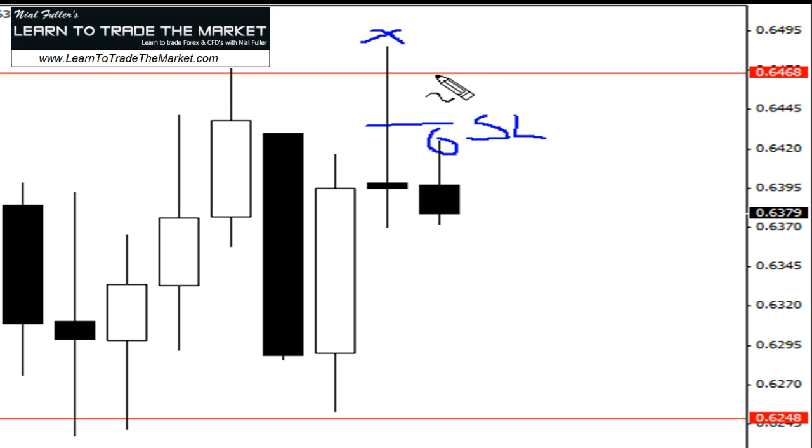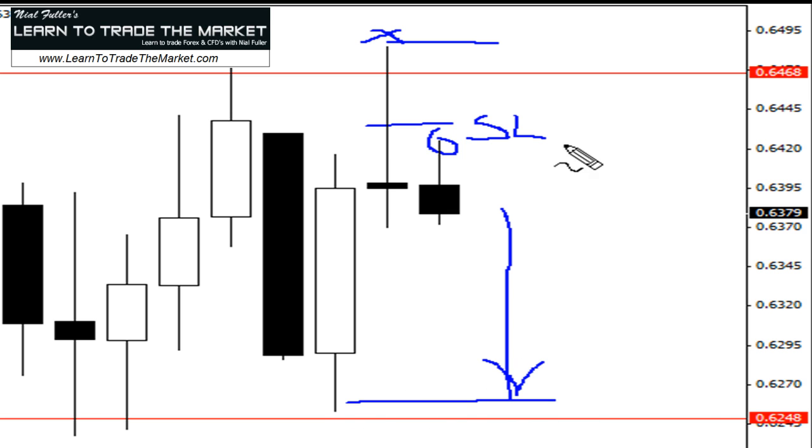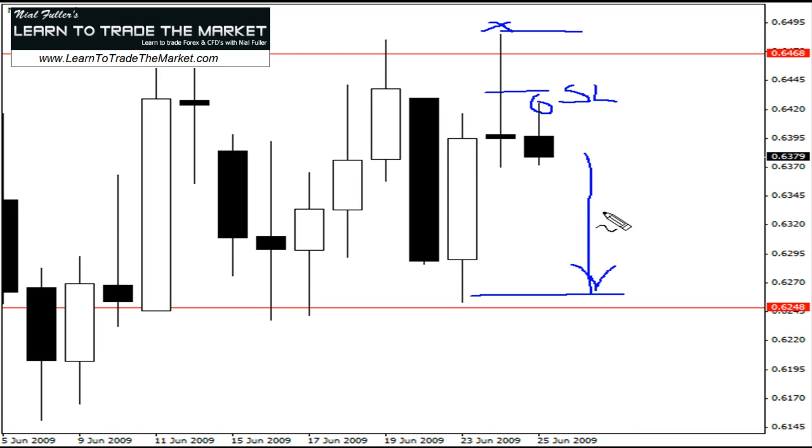Then I place the stop loss above the high, and then I apply a 2-to-1 minimum risk reward, so that's somewhere back down here. This would be the target. So for example, we might risk 100 pips to make 200 pips. That's a 2-to-1 risk reward.